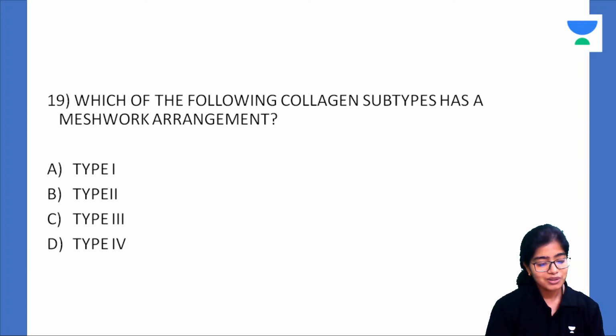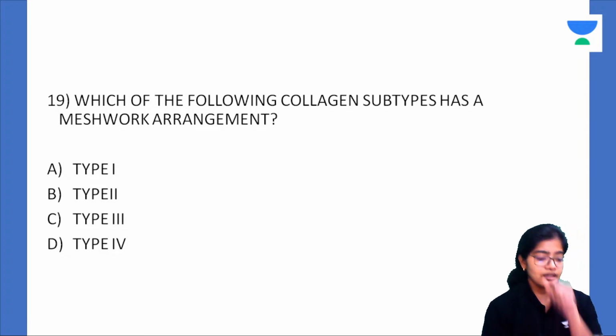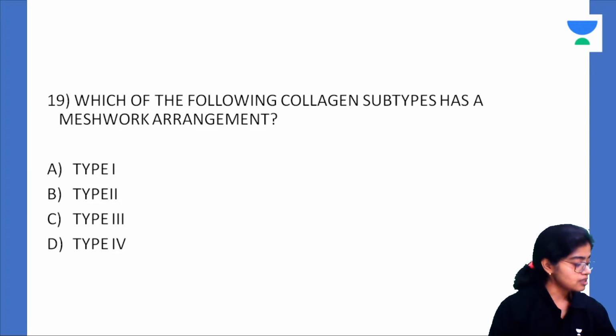Type 1, type 2, type 3, type 4. Which of these collagen subtypes has a meshwork arrangement? Okay, meshwork arrangement is what is being asked. What is the normal structure of collagen? That also you should know. And where is this meshwork or network type of structure present? Come on.